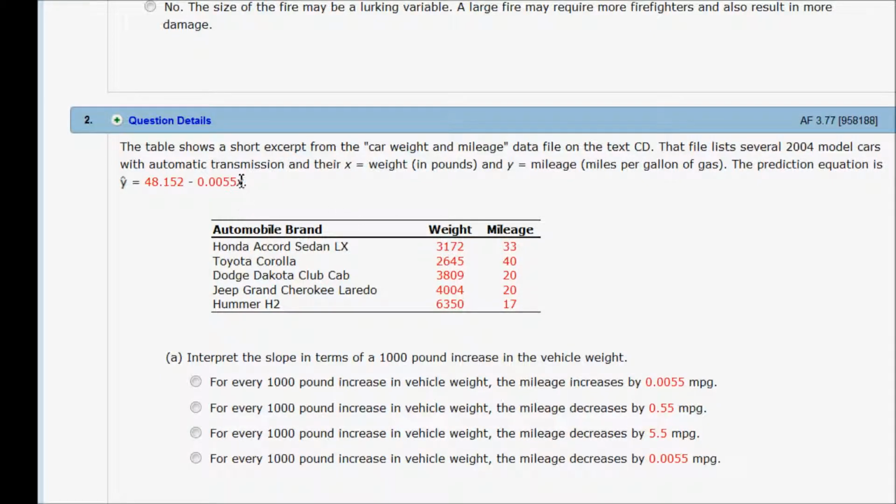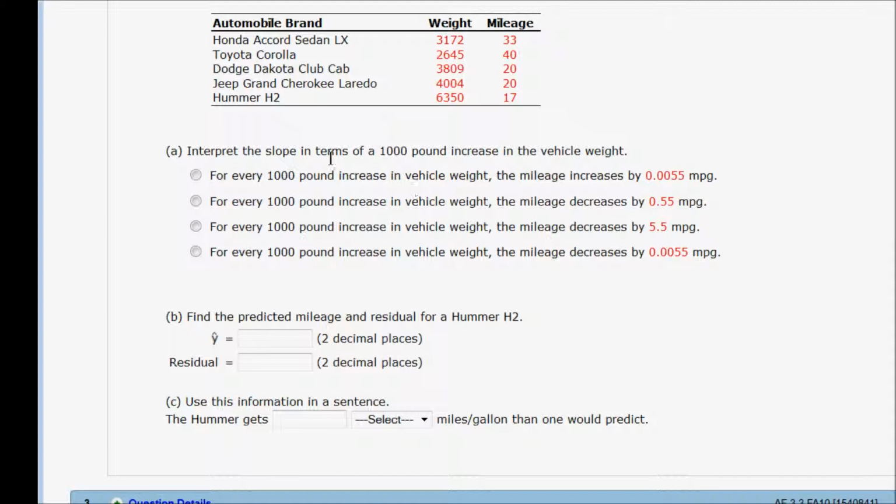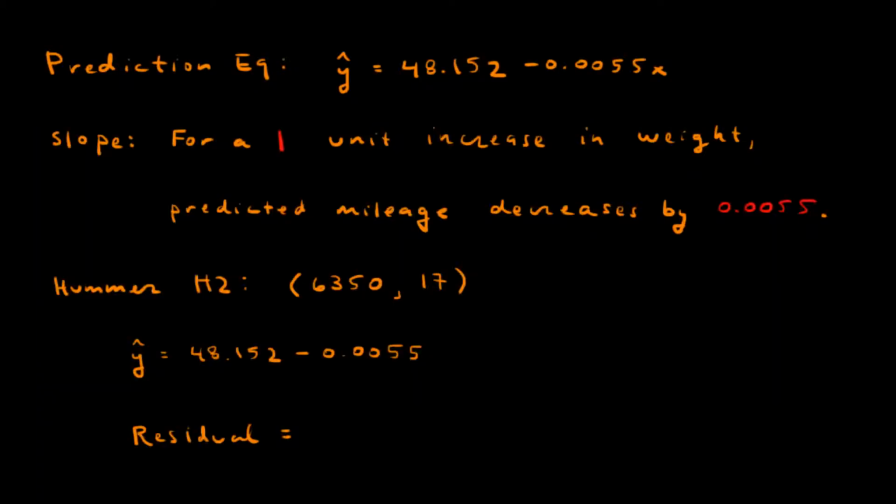In question 2, you are given a regression equation, also some data. In part A, you're asked to interpret the slope, and notice that each one of these options starts with "for every 1,000 pound increase." Usually when we talk about slope, we say for a 1 unit increase in weight, predicted gas mileage decreases by 0.0055.